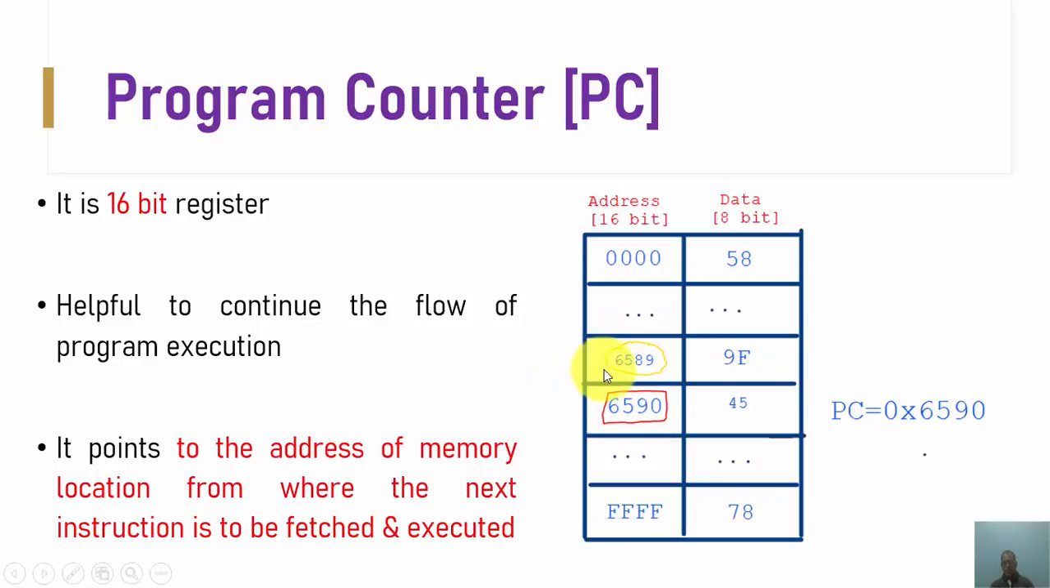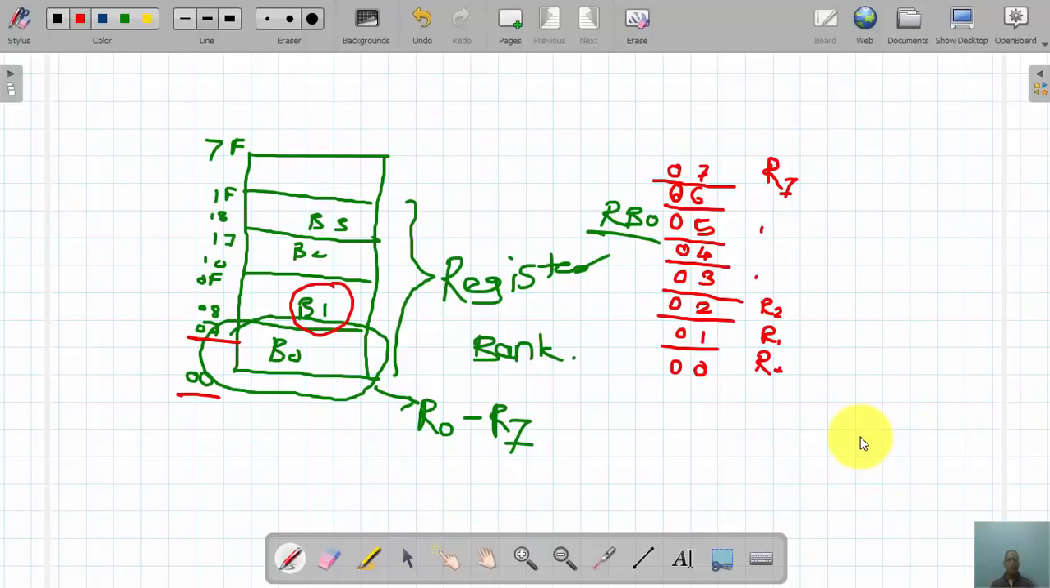Suppose right now the CPU is dealing with this address 6589. No doubt the CPU is dealing with the 6589 memory location address, but the content of the program counter is 6590. Why? Because after 6589, the CPU is going to deal with the next address, that is 6590. So in this way, the program counter is always going to point out a memory location from where we are going to fetch and execute the next instruction. These are some important registers which are present in the 8051 microcontroller.